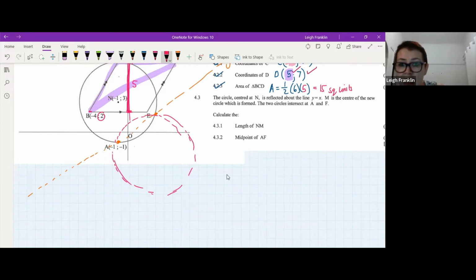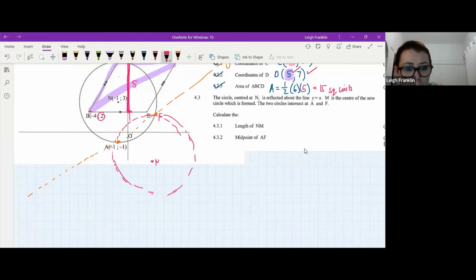They have told us the two circles intersect one another, so at F, which must be this point over here. Remember E is the vertex of the parallelogram, and at A. First things first, calculate the length of NM.